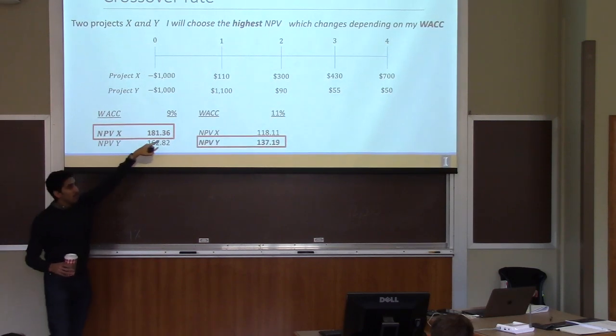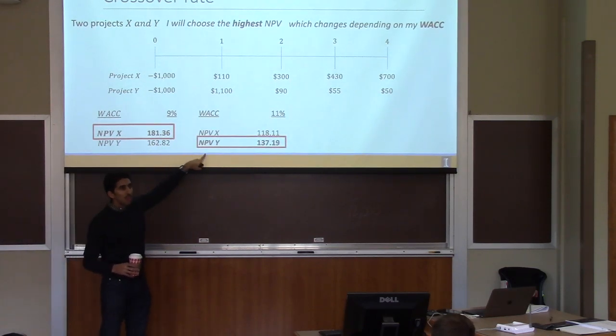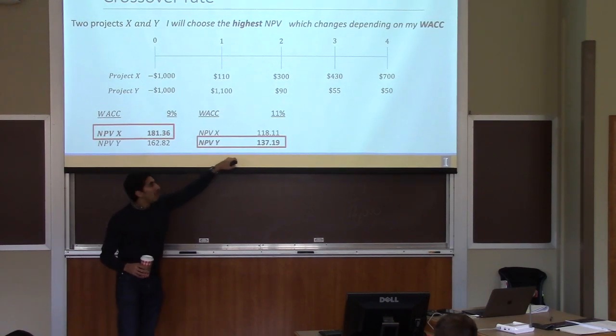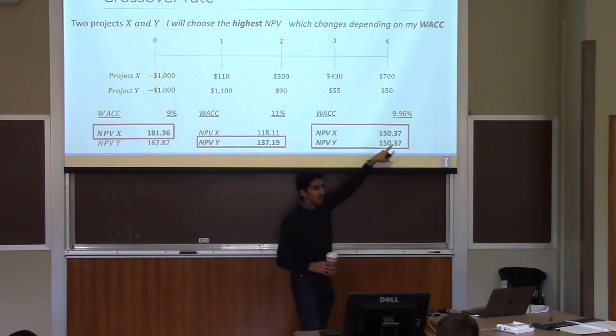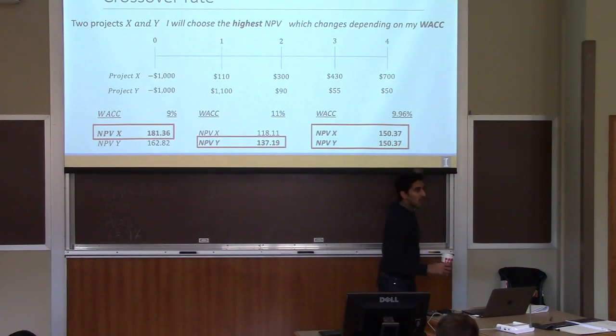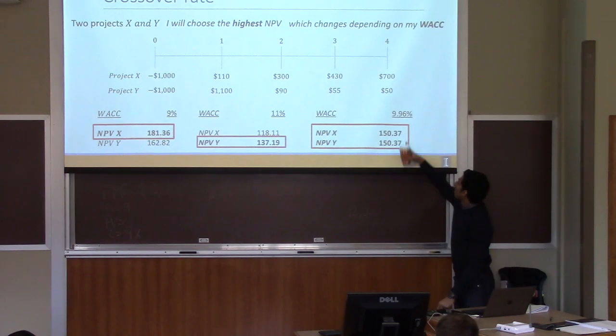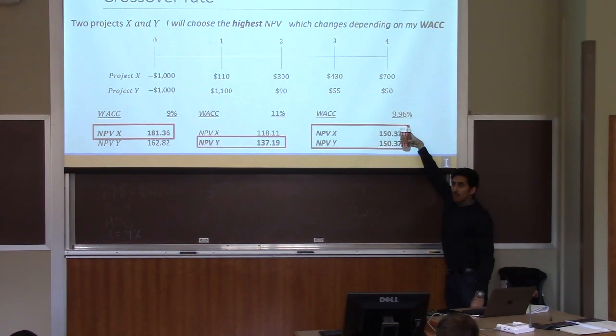If my WACC is 11%, it switches. I would go with project Y. Okay? Finally, if my WACC is 9.96%, I'll be indifferent. This is the crossover rate. Okay? How did I get 9.96%?